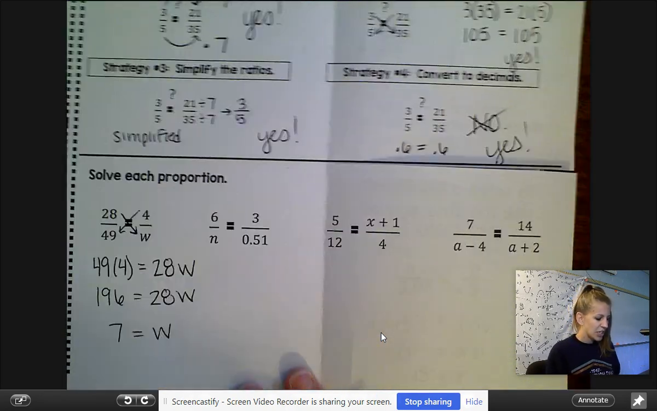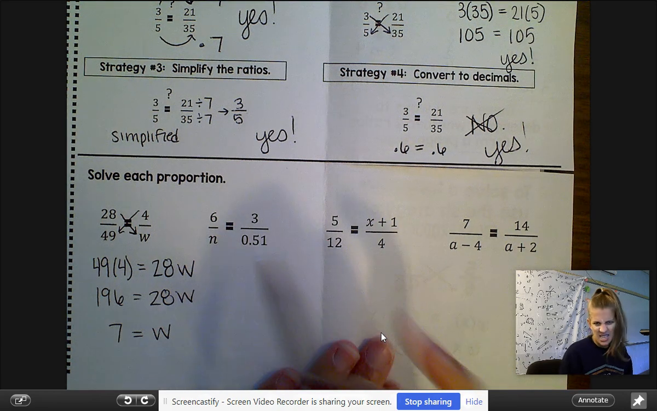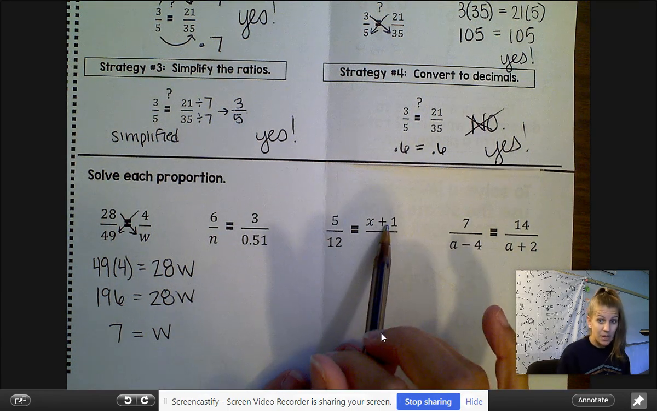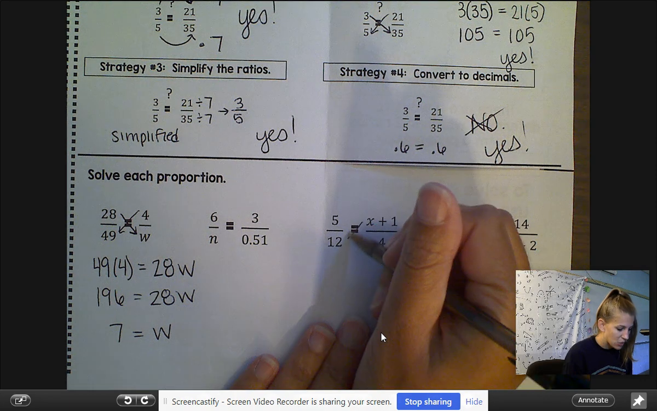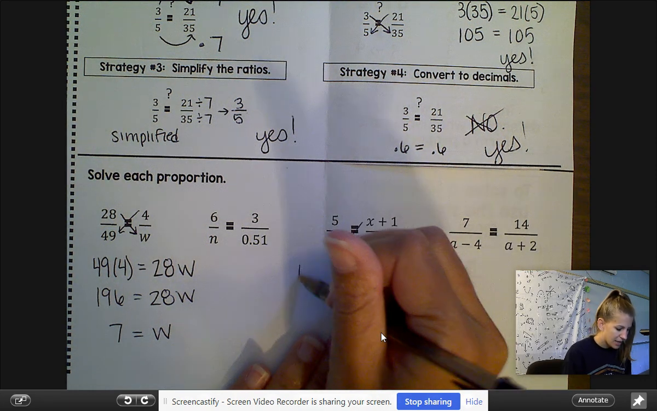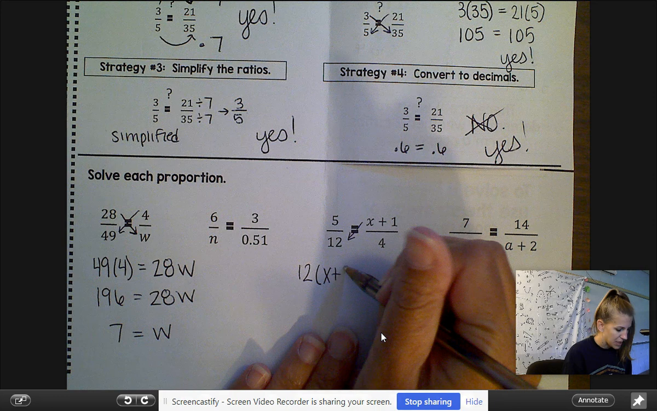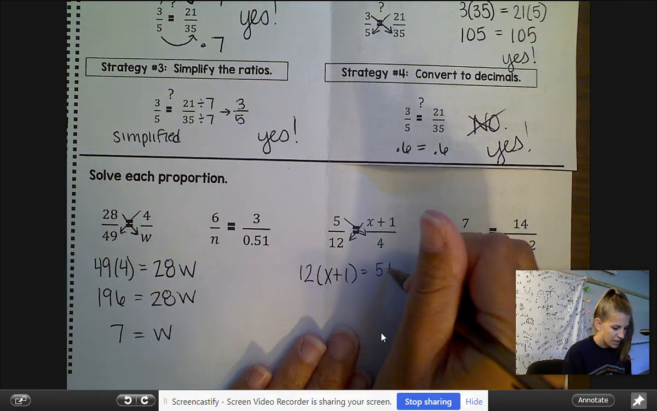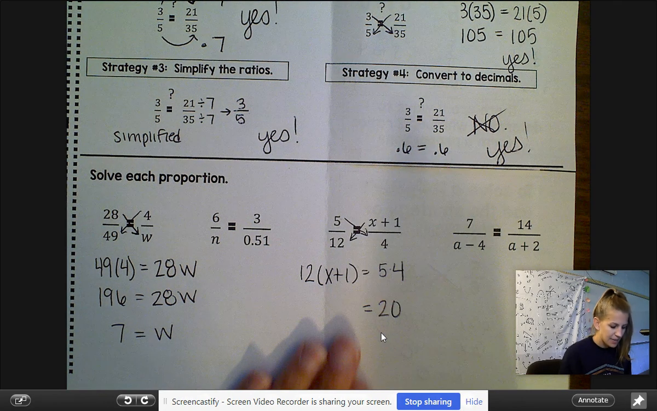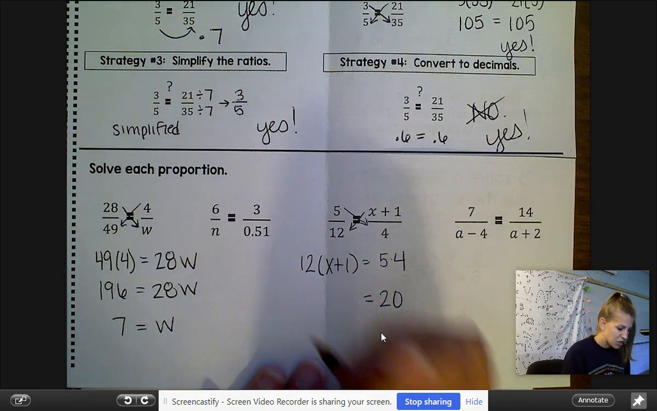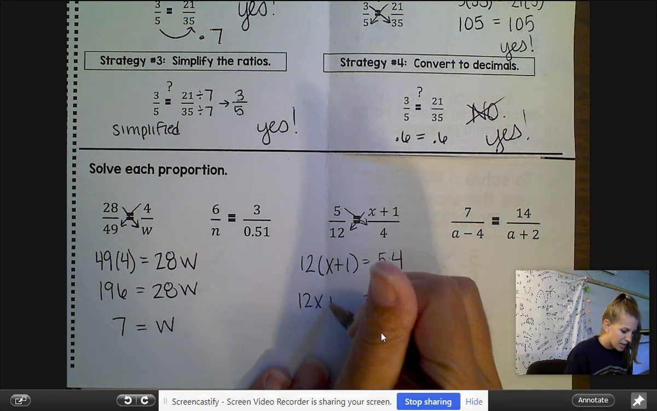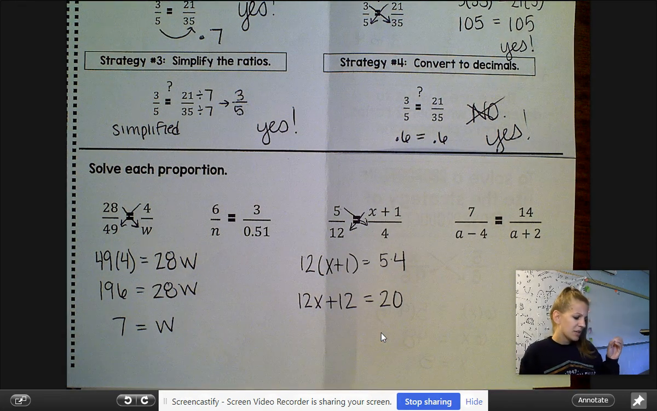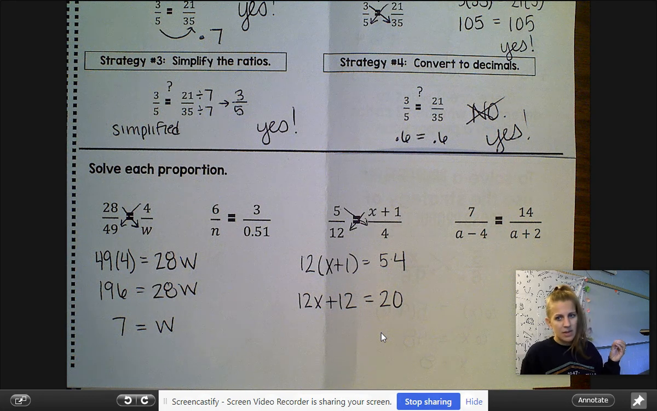Now getting a little bit trickier over here. I'm going to skip this one because it's similar. But when I have 2 numbers, I need to be careful because I'm doing 12 times that whole thing. So parentheses are really important because we're going to have to distribute. And then 5 times 4. So we're going to have 20 on this side. On the other side, I need to distribute. So we'll have 12x plus 12. And then I have to think 12 times what plus 12 is 20. And I think that's like not a whole number.